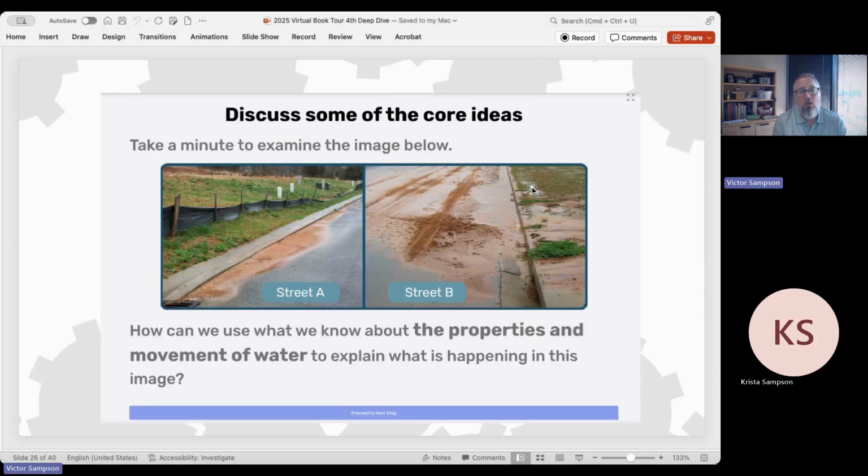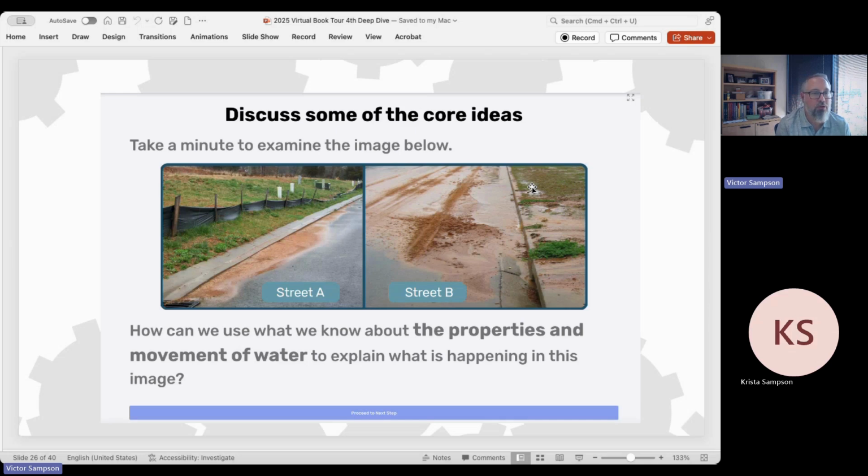From there, what you want to do is have a whole class discussion. What you want to do is talk about the ideas they were using, not necessarily the answer to the guiding question, but the ideas they were using during the investigation, and also how to engage in the practices of science and engineering in more productive ways over time.